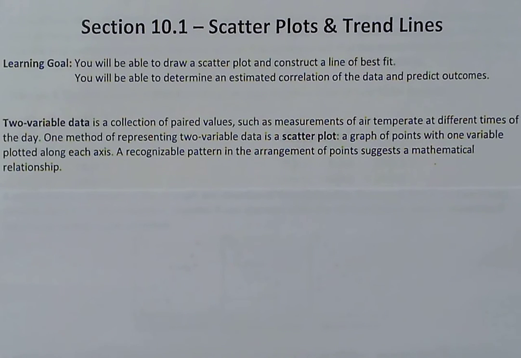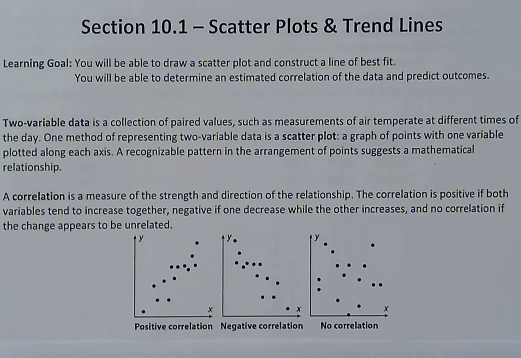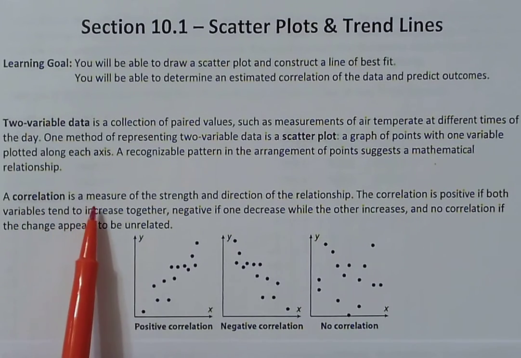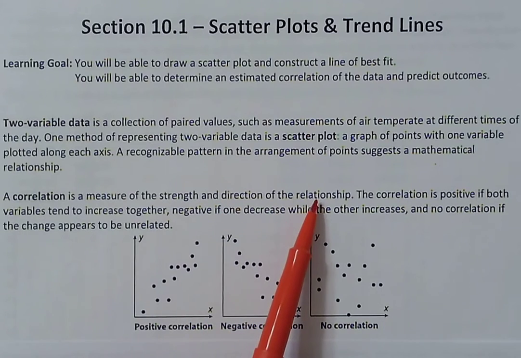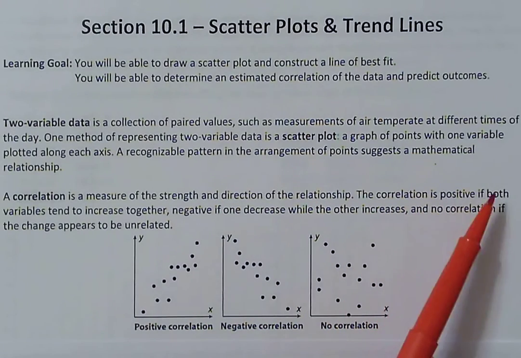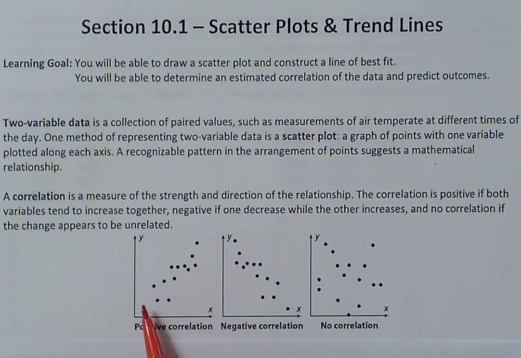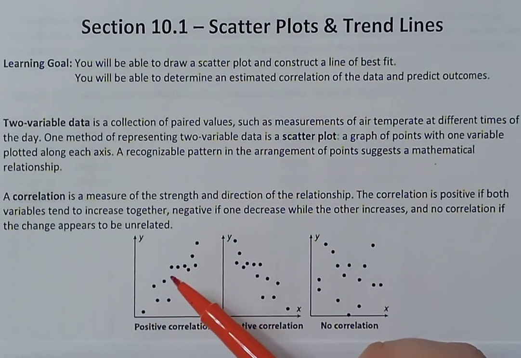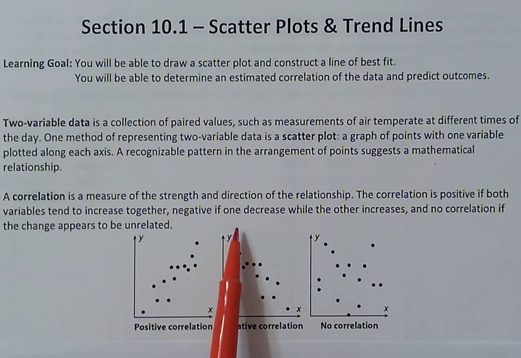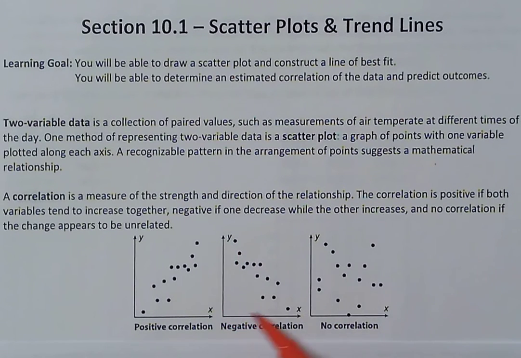Now, one way that we're going to talk about a mathematical relationship is through correlation. A correlation is a measure of the strength and direction of the relationship. The correlation is positive if both variables tend to increase together. So, we have a positive correlation if, looking at the graph going left to right, it goes up. A negative correlation is when one increases and the other decreases, and as we look going left to right, the graph goes down. So if our graph goes up, left to right, it's positive. If our graph goes down, left to right, it's negative.